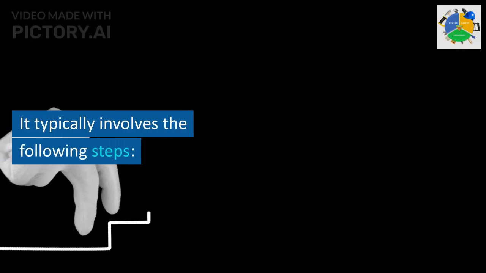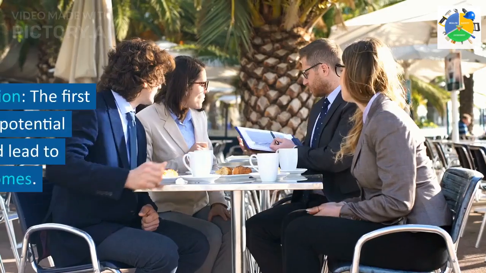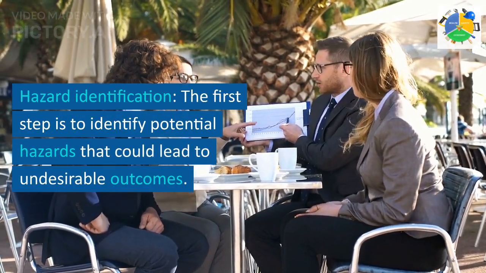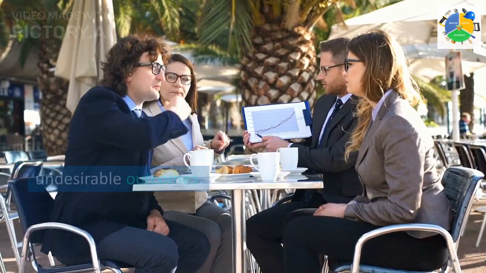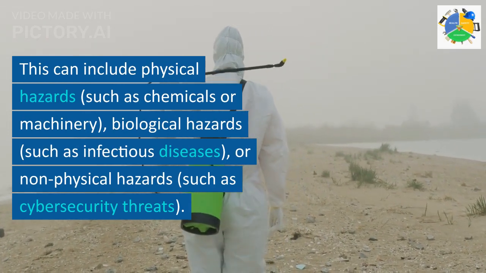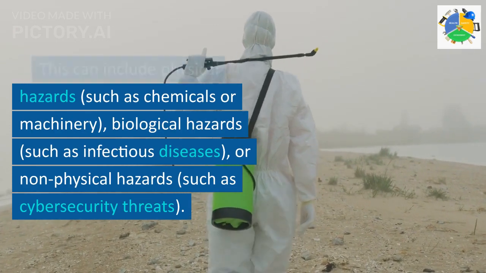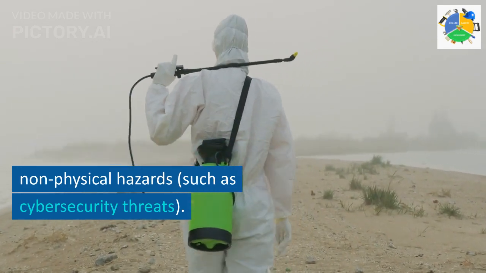It typically involves the following steps. Hazard identification. The first step is to identify potential hazards that could lead to undesirable outcomes. This can include physical hazards, such as chemicals or machinery, biological hazards, such as infectious diseases, or non-physical hazards, such as cybersecurity threats.